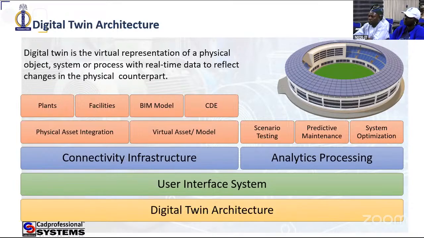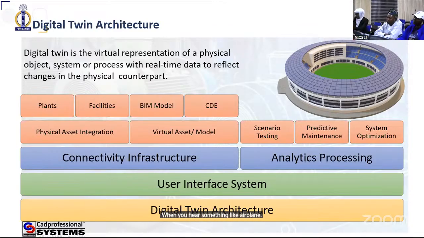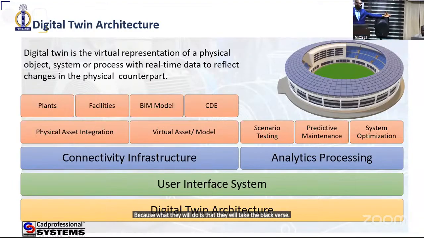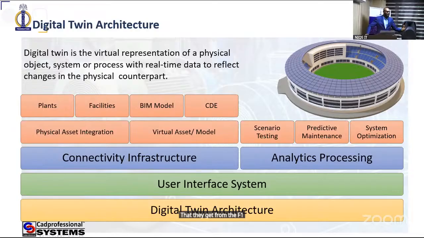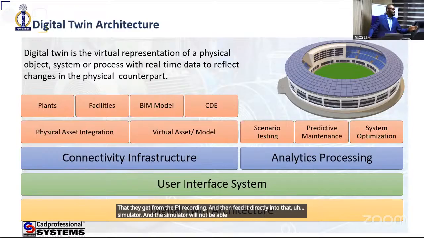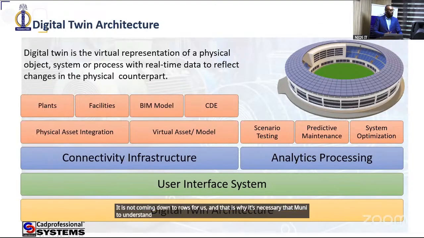A typical example of this: when I talk about digital twins, I always tell them that this has been around us for a long time. When you hear something like an airplane simulator, that is like a digital twin, because what they will do is take the black box recording from the airplane and feed it directly into that simulator. The simulator will then be able to simulate exactly what transpired, based on the data that have been captured in the airplane itself. So this technology has been around us, but for us in construction, it is now coming down to us. And that is why we need to understand exactly what it's all about.